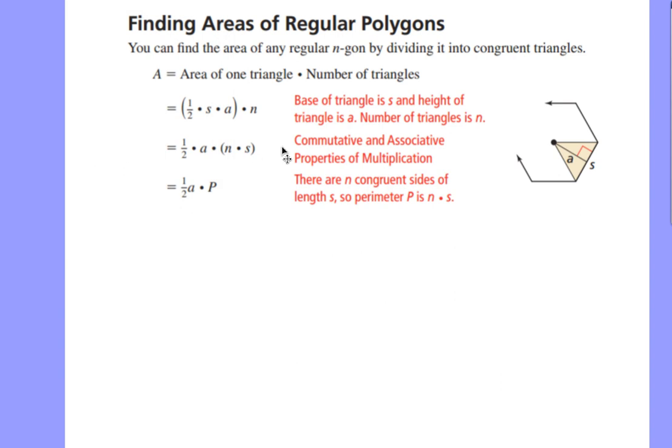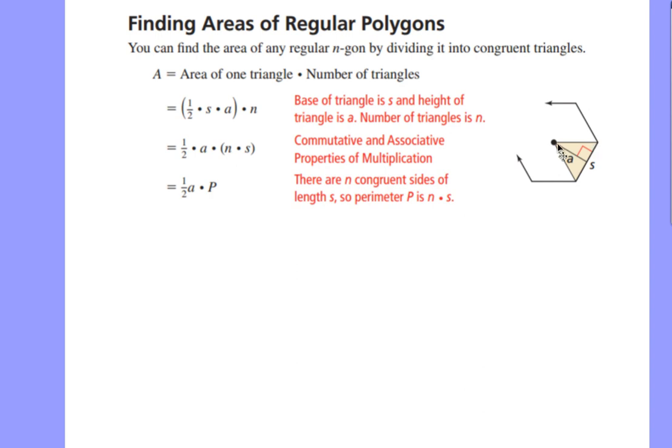All right, ladies and gentlemen, in this video, we are continuing our discussion on area of regular polygons. In our previous video, we identified some key terminologies like apothem and central angle and radius and the center of the circle. We found out how to find the central angle. And now we're going to look at specifically finding the area of any regular n-gon by dividing it into congruent triangles.